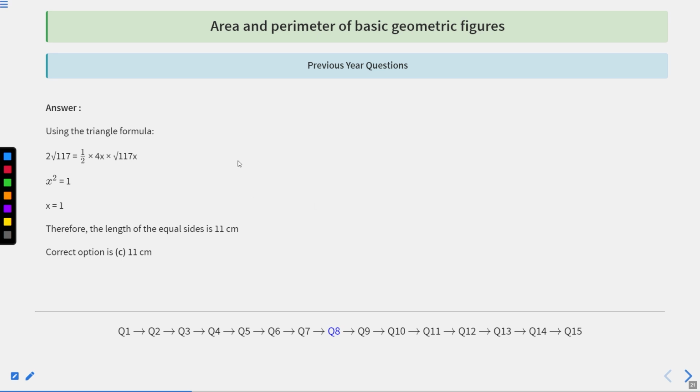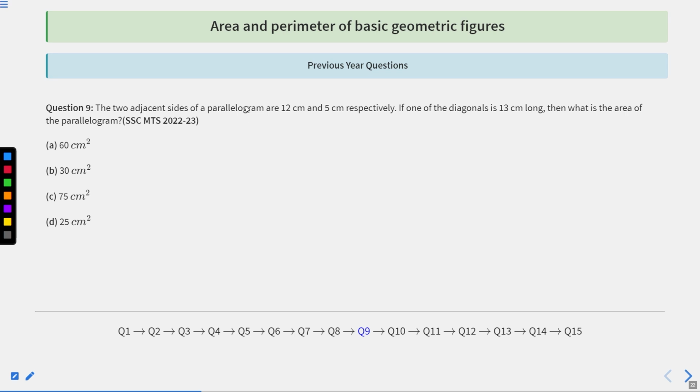So using the area formula, 2 under root 117 equal to half into 4x into under root 117 x. It will be x square equal to 1, x equal to 1. Therefore, the length of equal side is nothing but 11 centimeter. So that's option number C, 11 centimeter.